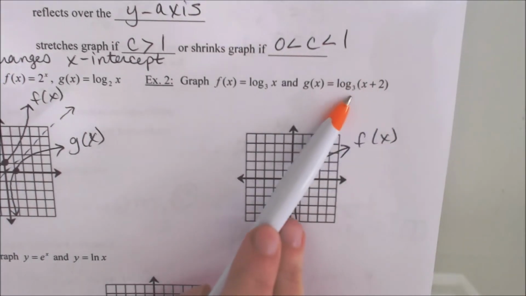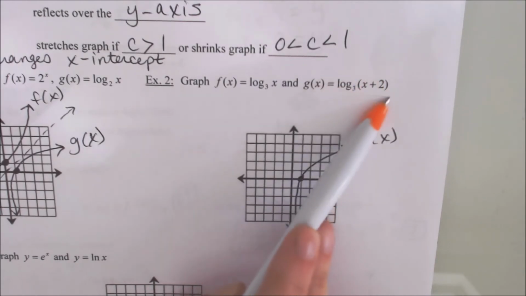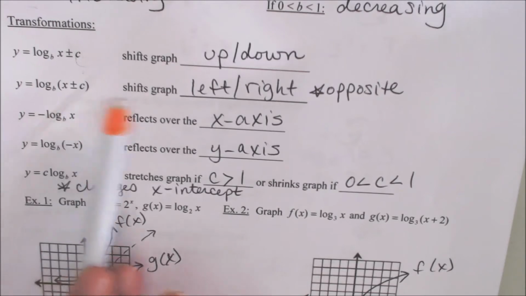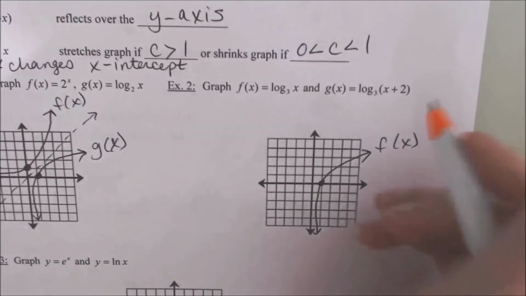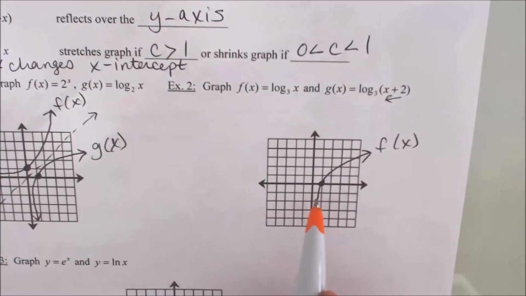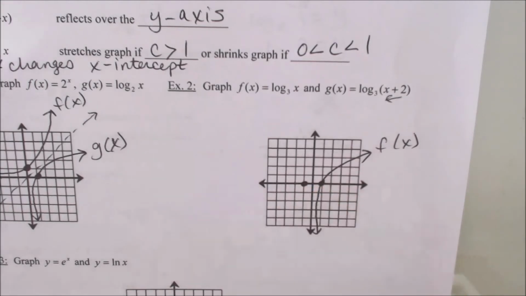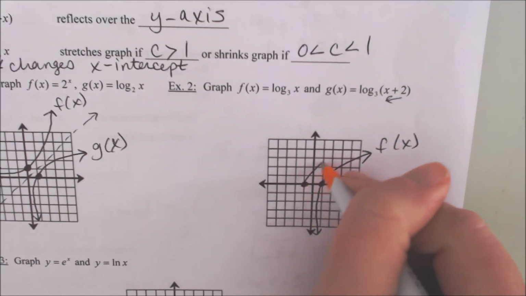Now, how is the x plus 2 going to shift? It's inside the argument, so that's going to be your horizontal shifting. Remember, it's opposite whatever the sign is. So if it's plus 2, it actually is going to move it left 2 units. So take your x-intercept and count to the left 1, 2 units, and there's your new function.